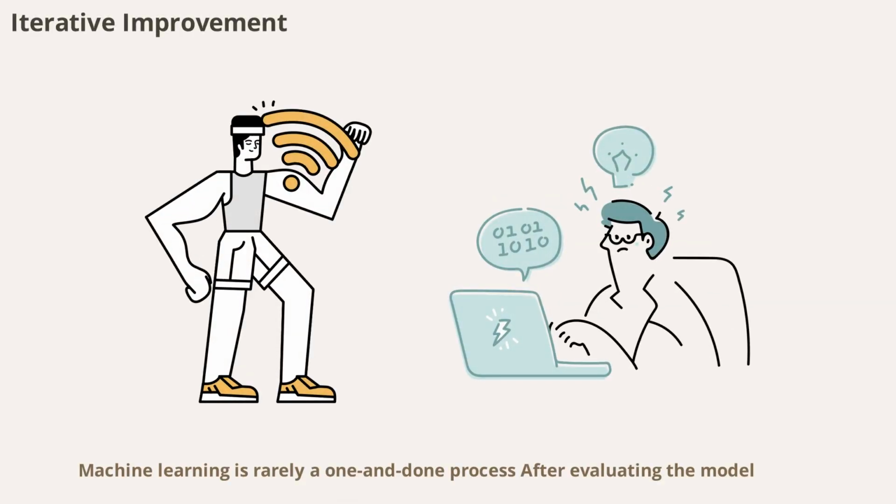Machine learning is rarely a one-and-done process. After evaluating the model, data scientists often go back and tweak the algorithm, adjust parameters, or even collect more data. This iterative cycle of training, testing, and refining helps create models that are robust and reliable. The goal is continuous improvement, ensuring the algorithm adapts to new data and changing conditions over time.